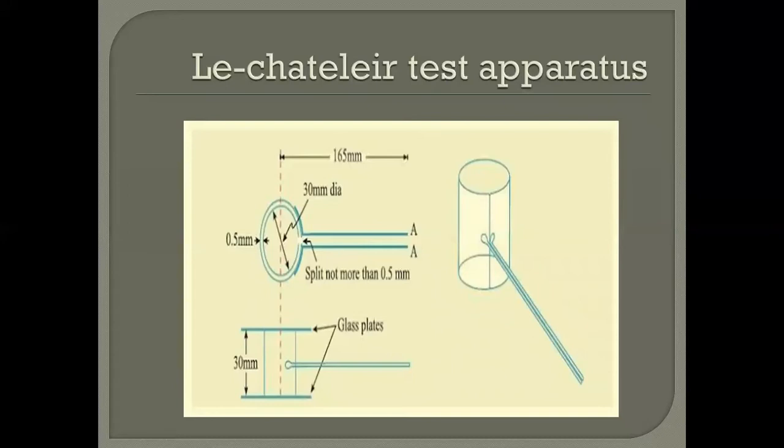This is the Le-Chatelier apparatus, which we use to check the soundness of cement. We have two weights with it and two glass plates. The ring diameter, as you can see, is 30 mm, the thickness of the ring is 0.5 mm, and the length is 165 mm from the center of the ring to the indicator endpoints.